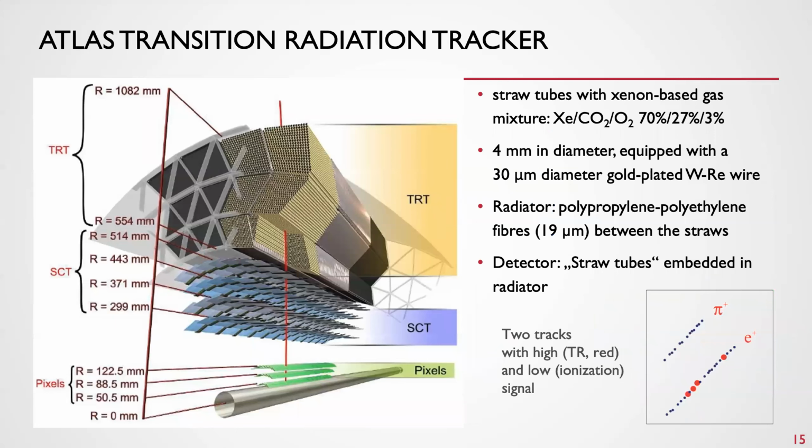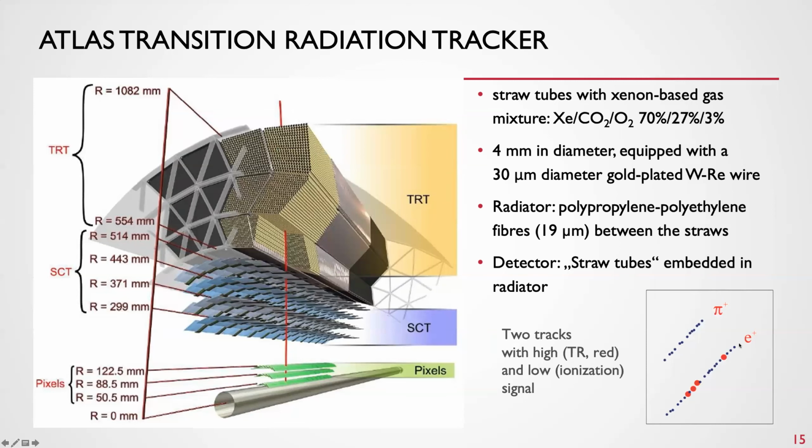Let's look underground. ATLAS also has a transition radiation tracker. I mentioned it before. It is a straw tube transition radiation tracker, shown here in these yellowish straw tubes. It's a xenon-based gas, 4 millimeter in diameter, and there are 30 micrometer wires inside. A similar detection principle as on the previous slide. So that detector aims to separate electrons from pions.